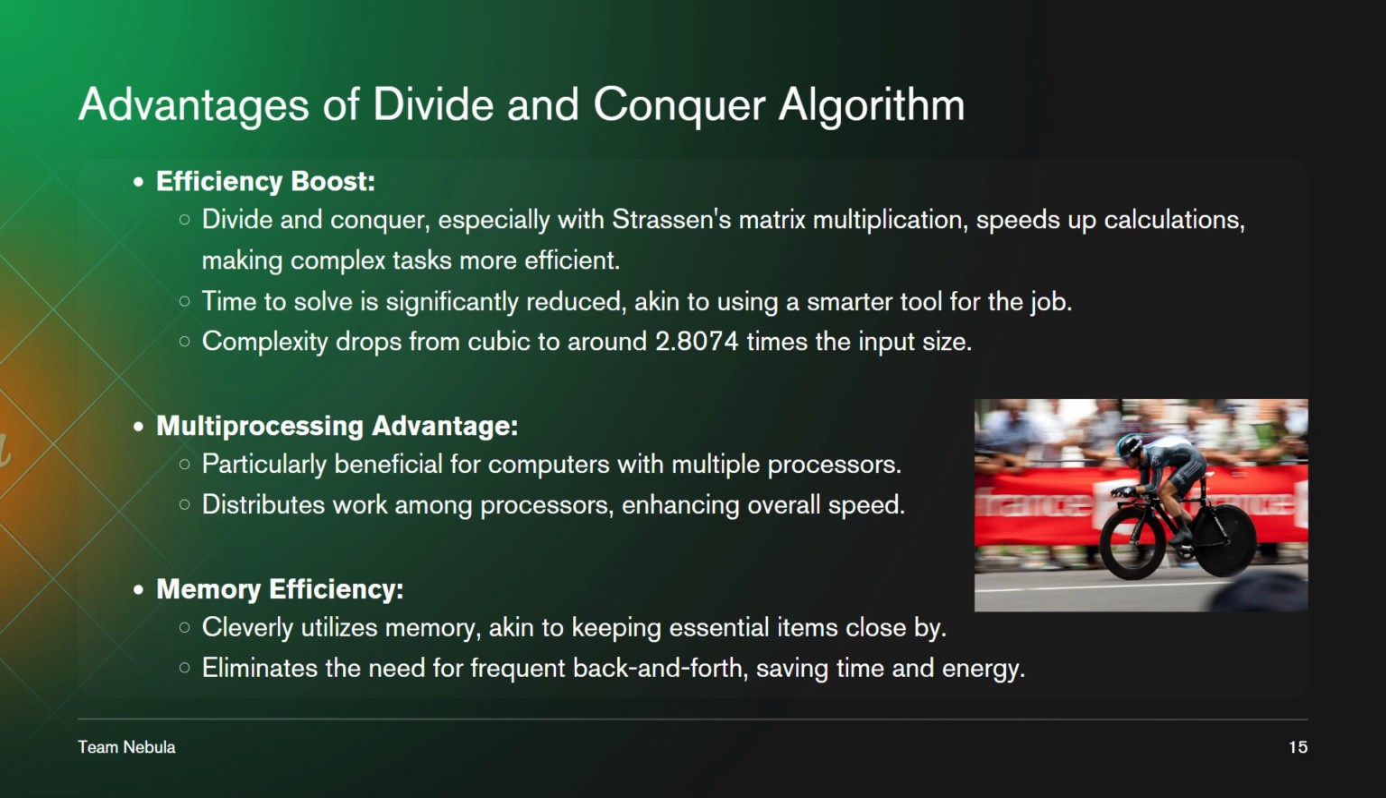But that's not all, right? Divide and conquer is like a superhero when it comes to solving problems on computers that have more than one brain. We call them processors. It's like dividing the work between your friends, so everything gets done faster. Oh, and it's a clever way of using memory, right? You know how sometimes you need to go to your room to get your toys. Well, divide and conquer is like keeping all your toys close by, so you don't have to run back and forth. It saves time and energy.